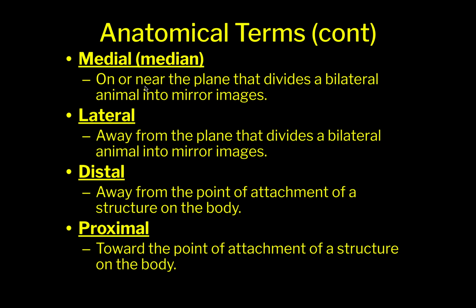And again, medial says on or near the plane that divides a bilateral animal into mirror images. So that's how we get our mirror images. And lateral is away from that plane that divides the animal into mirror images. So it's on their side.